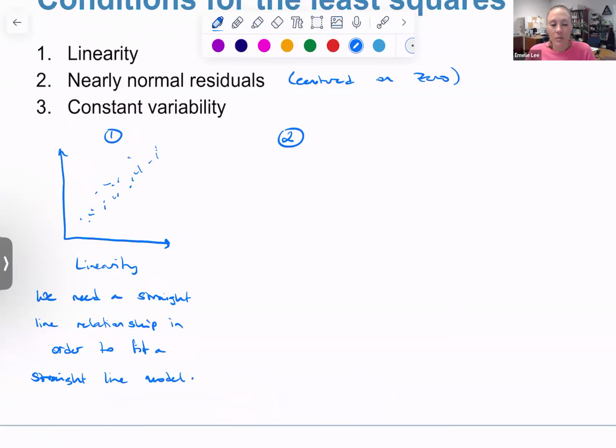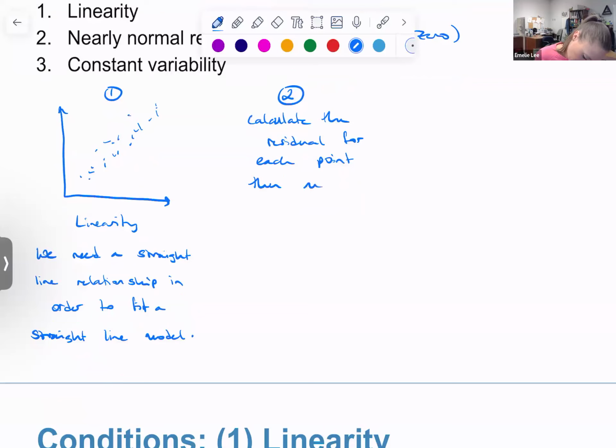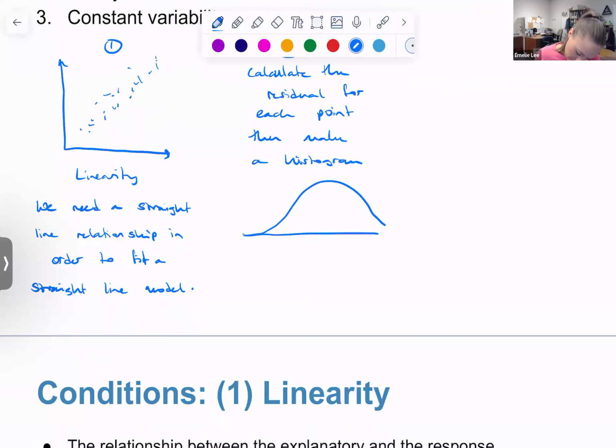For the nearly normal residuals, we can calculate the residual for each point, then make a histogram. And it should look something like this, centered on 0.